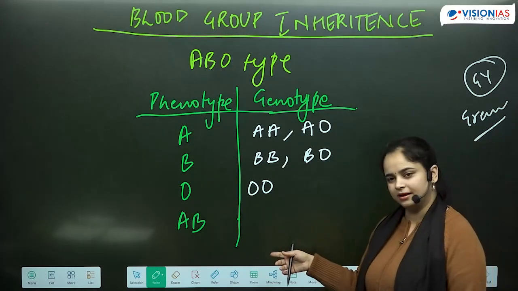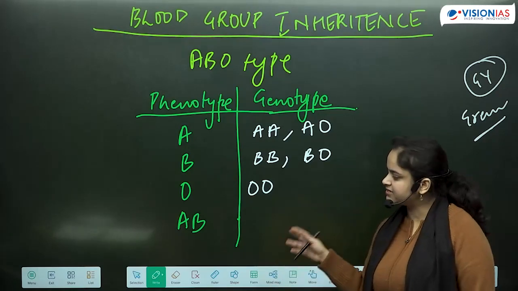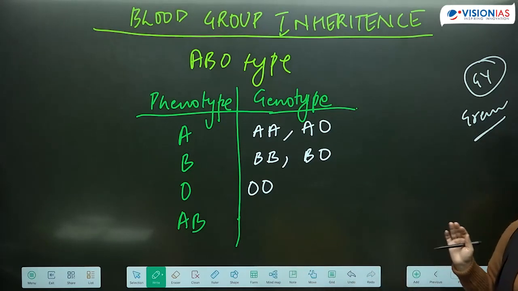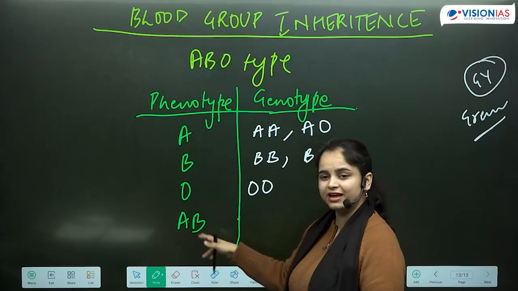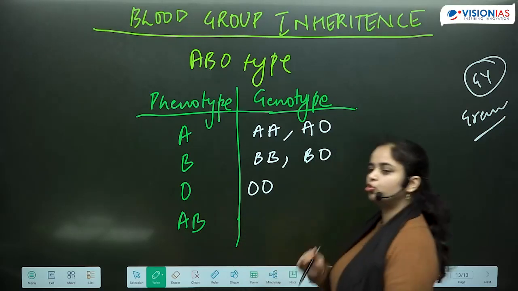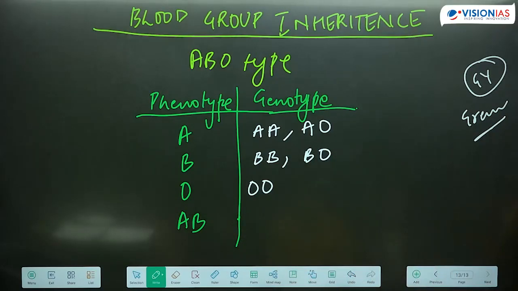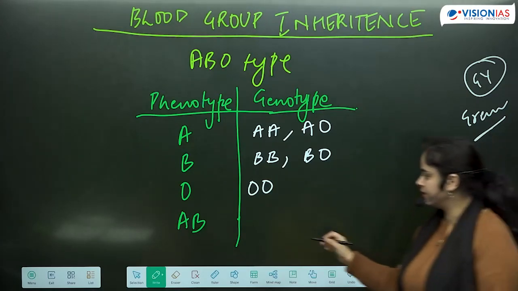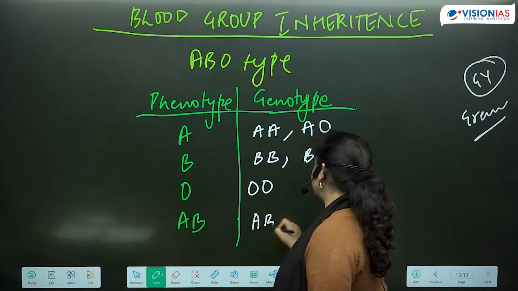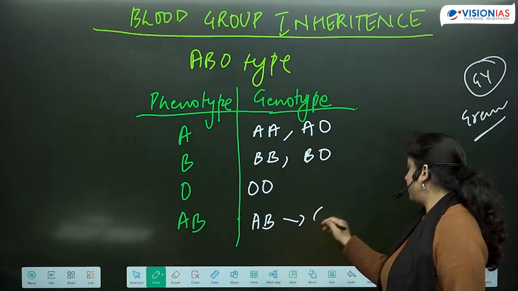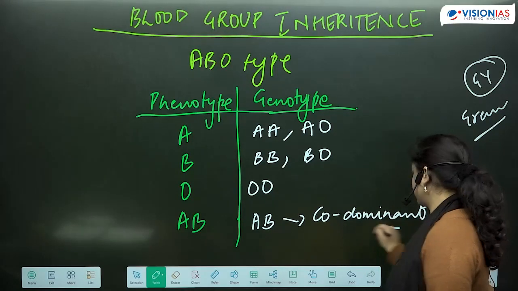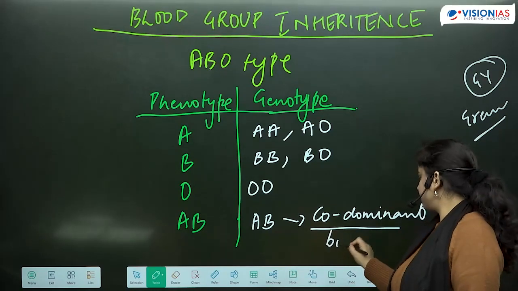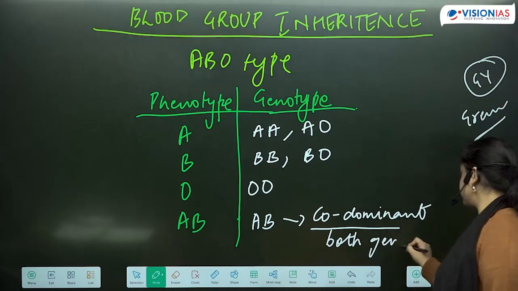The last one, AB, this is a deviation from the classical Mendel's rules, where when you have A and B together, they do not have a dominant recessive relationship amongst themselves. They both dominate over O, but when you have A and B genes together, they are what we call co-dominant. That means they both express themselves.